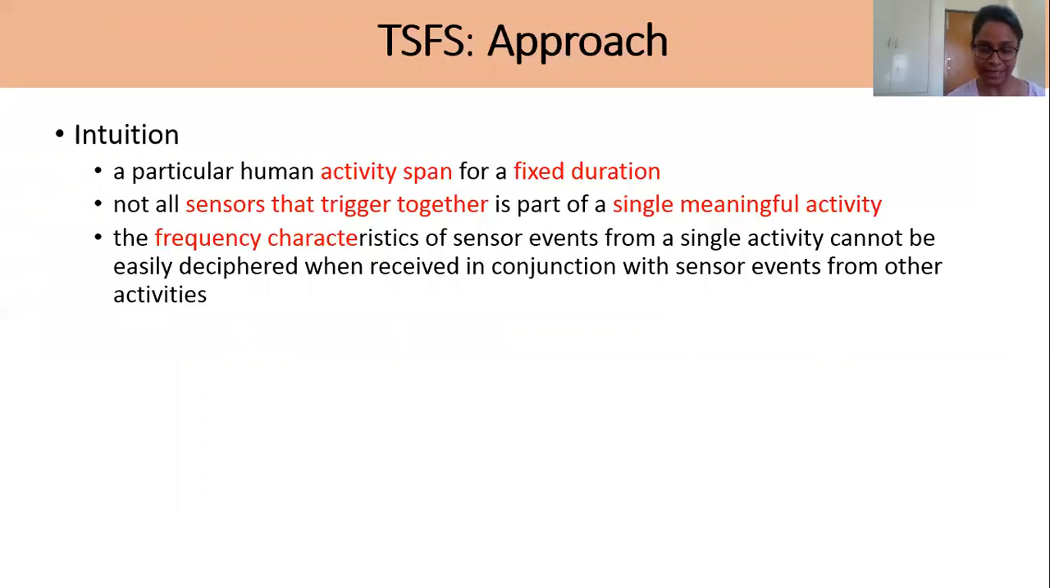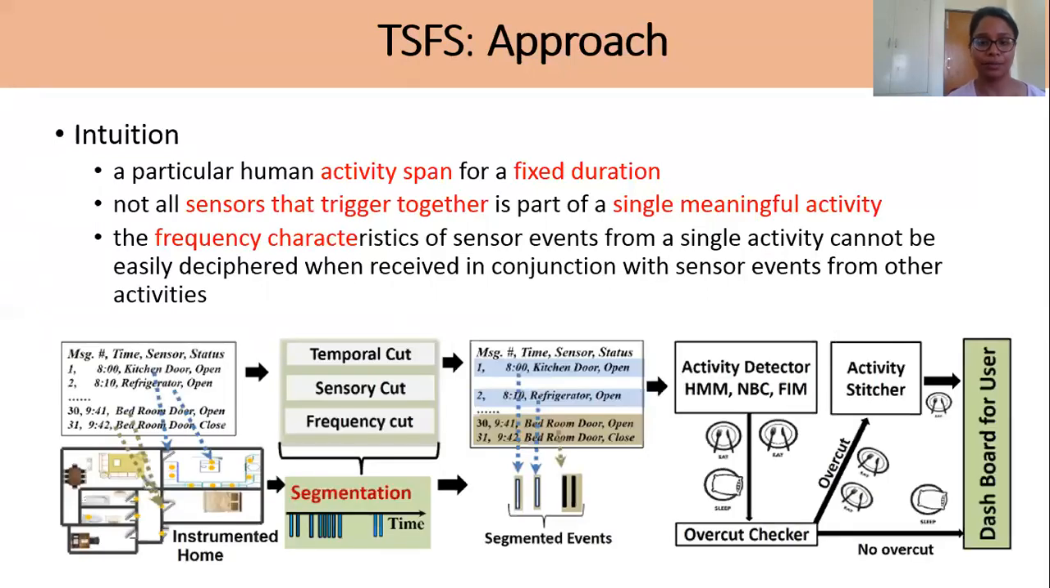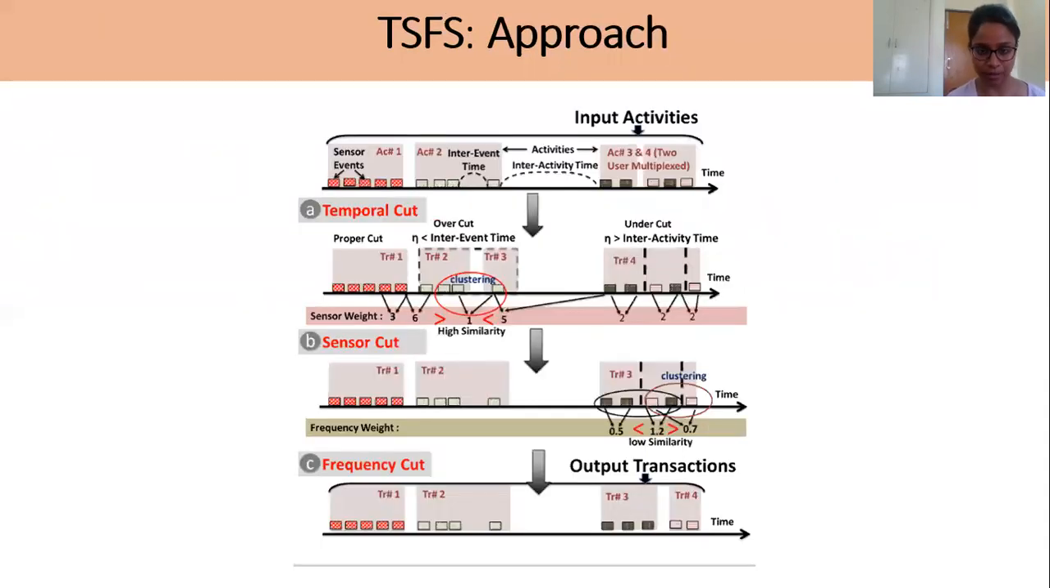So okay, let's look at the map. It's a big map, but don't get overwhelmed. It is very simple. First we talk about the segmentation, and then we talk about detection and stitching. So let's quickly move on to the segmentation part, where we utilize these three intuitions for segmenting the sensor stream. If we blow up this small box, we have three cuts: temporal cut, sensor cut, and frequency cut. Let's go through them one by one.